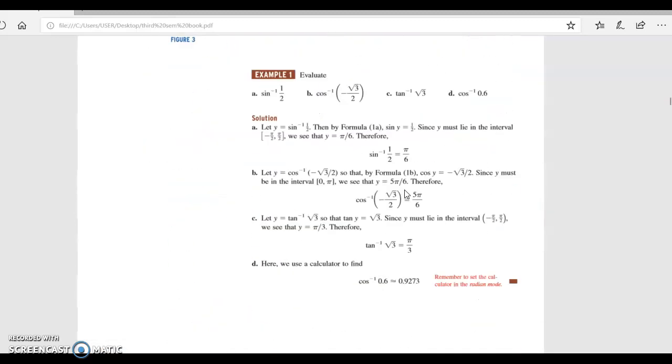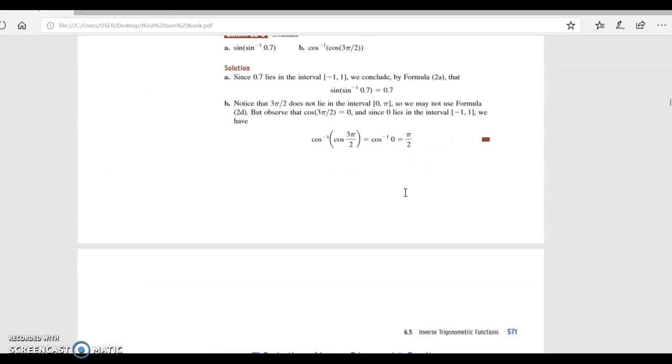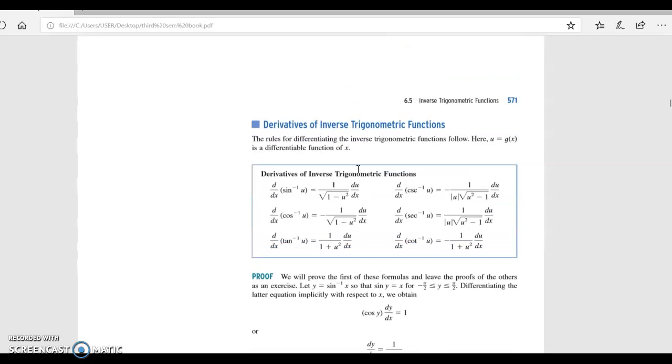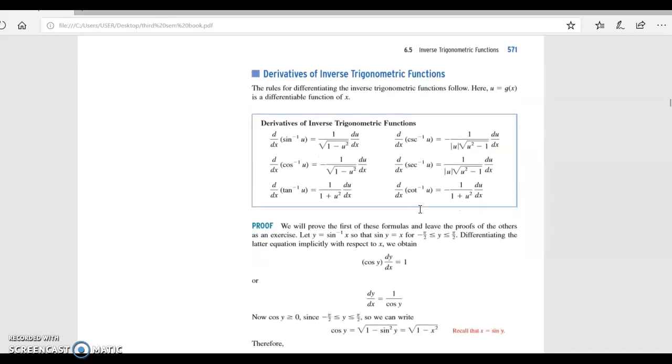I think you can understand this very easily. Can I move on to the next topic? Yes. The next topic is the derivatives of inverse trigonometric functions, the rules for differentiating the inverse trigonometric functions.